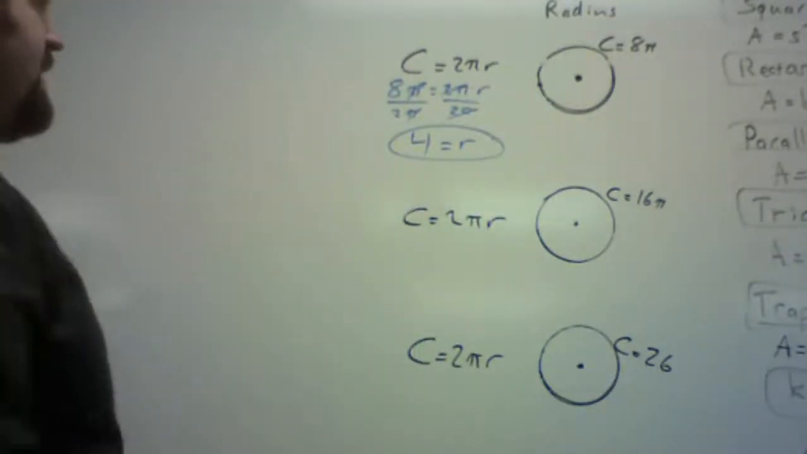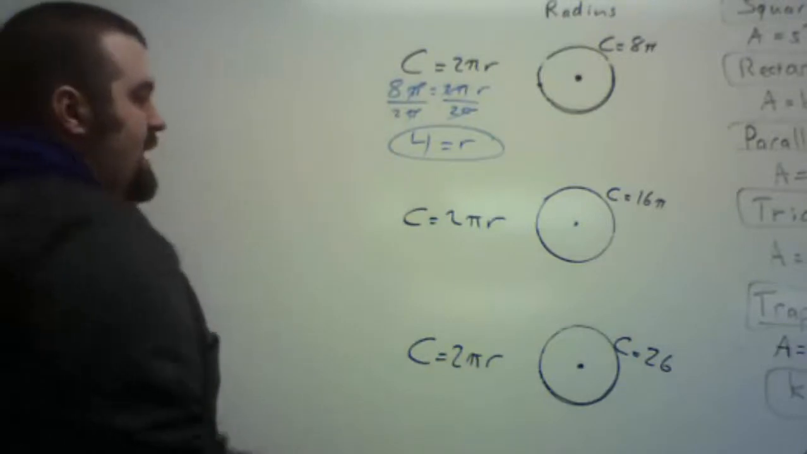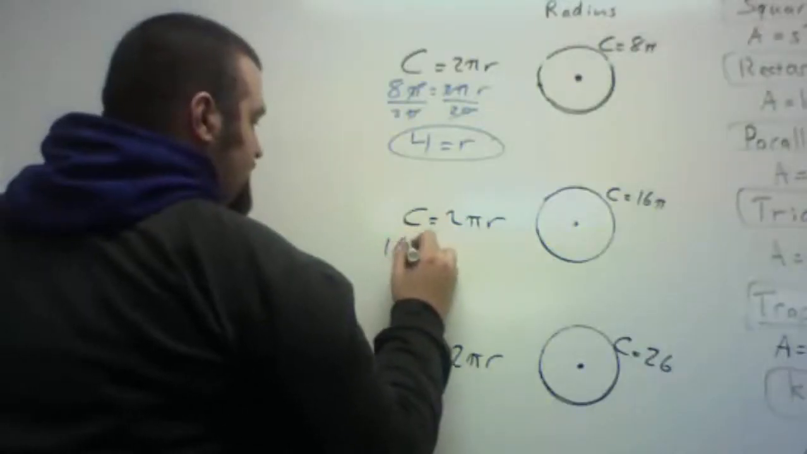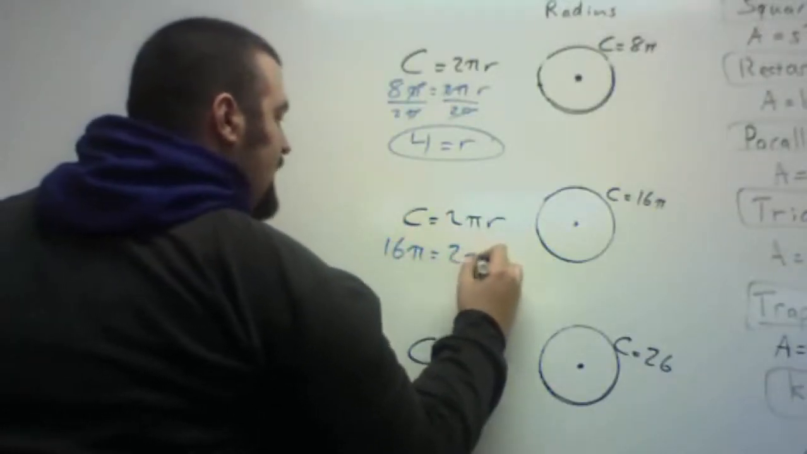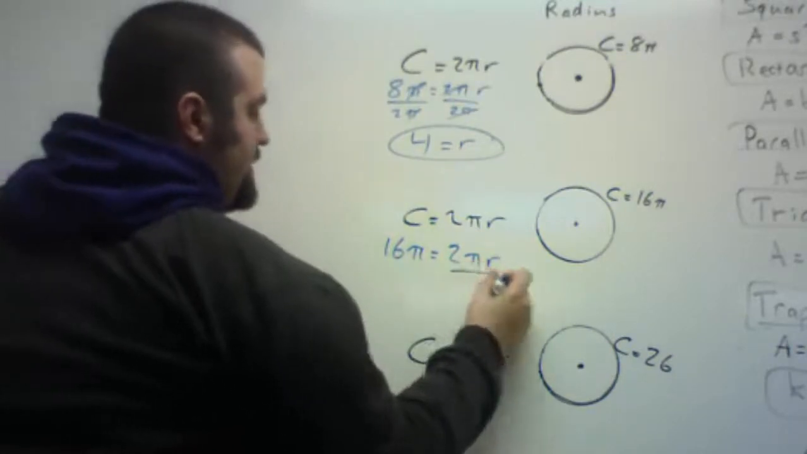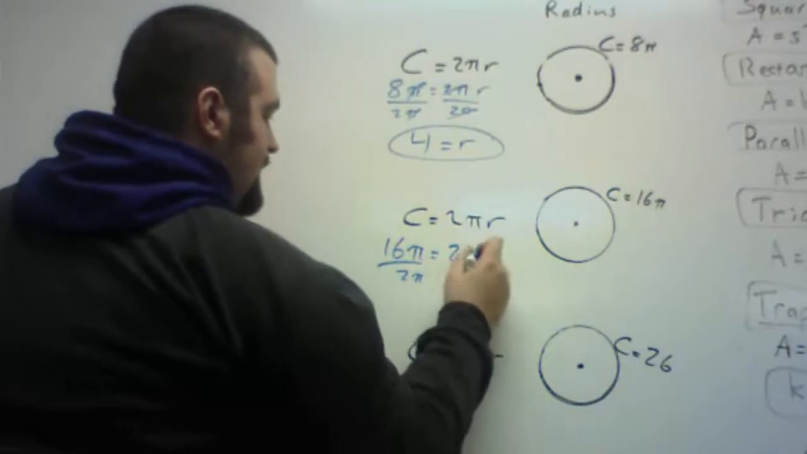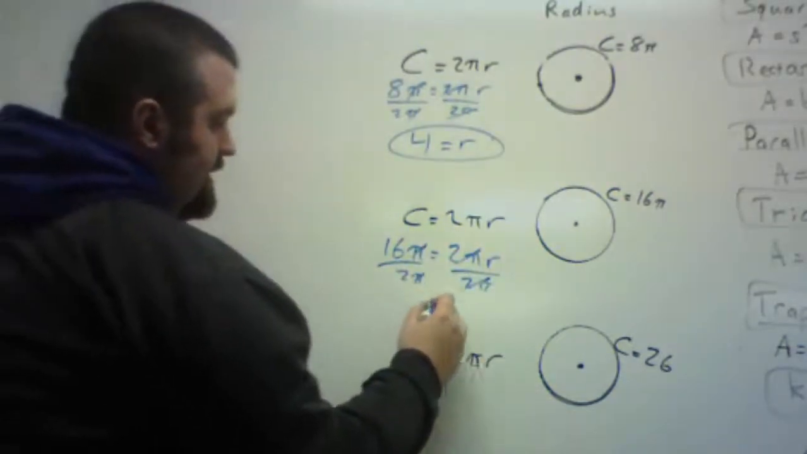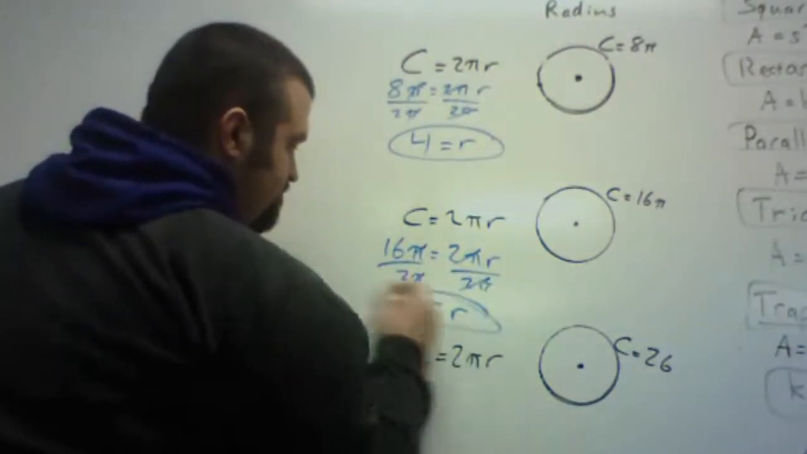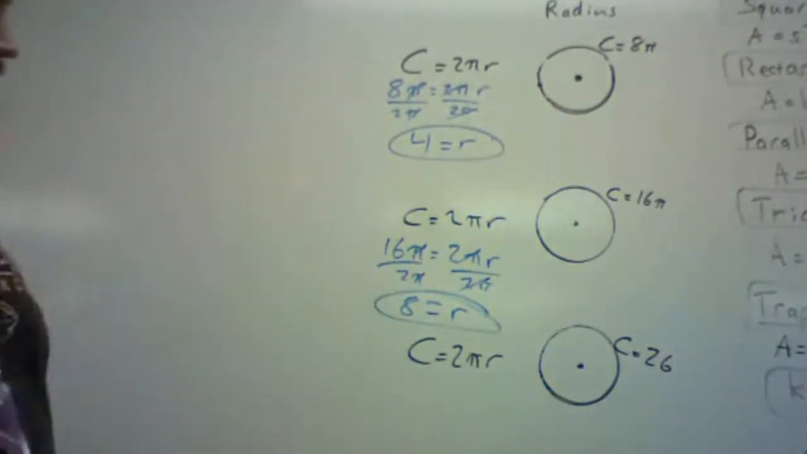Let's look at the next one. They tell me the circumference is 16 pi. So again, plug in what I know: 16 pi equals 2 pi r. Divide both sides by 2 pi. The pi's cancel out, and 16 divided by 2 is 8. Alright, doesn't look too bad. Let's do the next one.